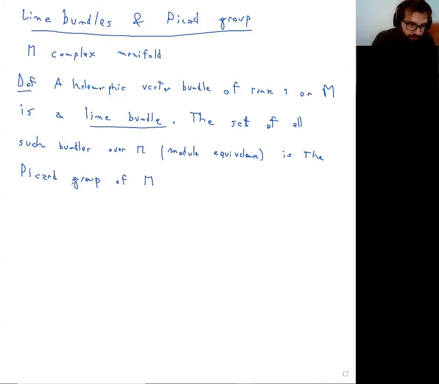Denoted by Pic(M). For now, this is just a set. You take all possible line bundles modulo equivalence. If two line bundles are equivalent, meaning an equivalence of holomorphic vector bundles, then you say that they're the same object in this Picard group.